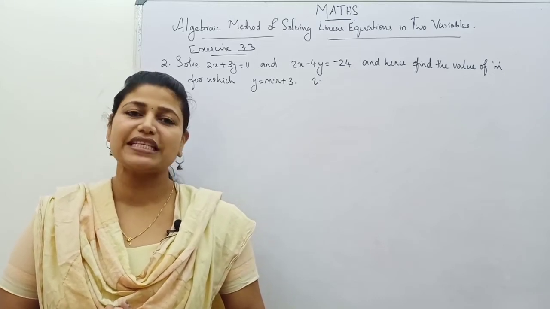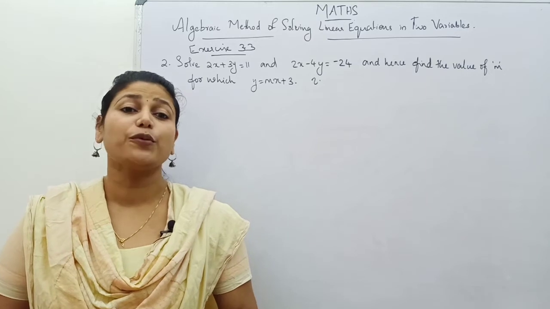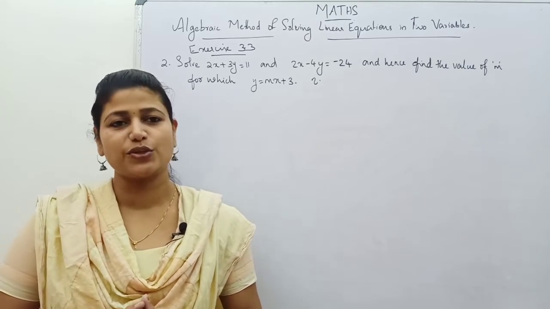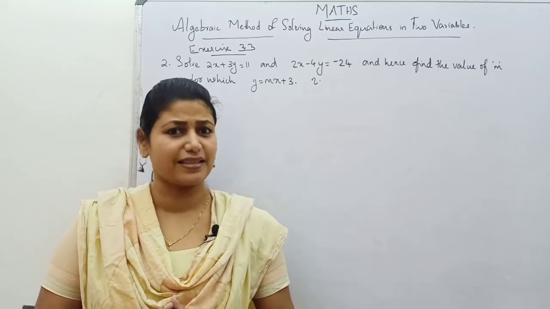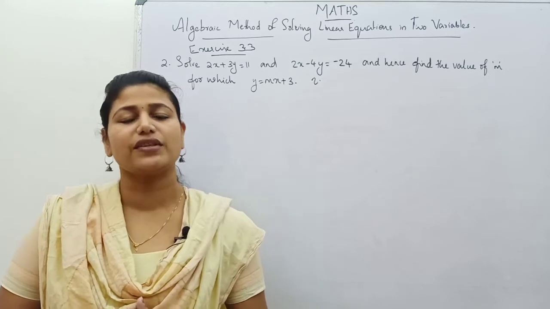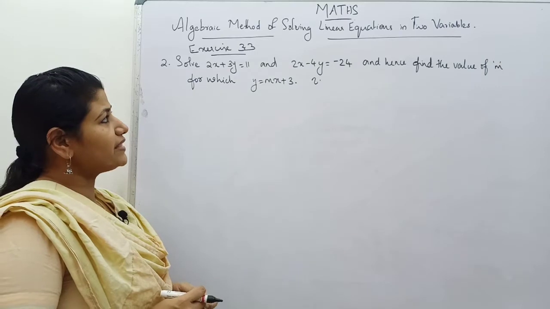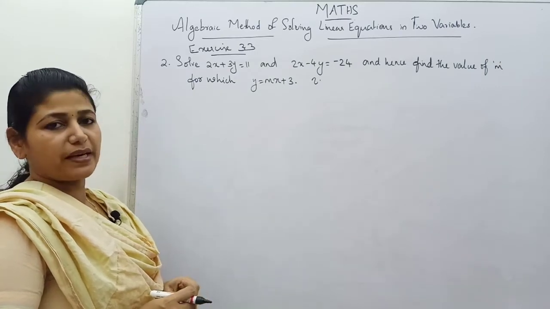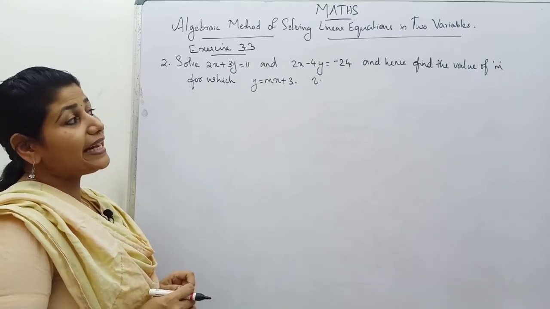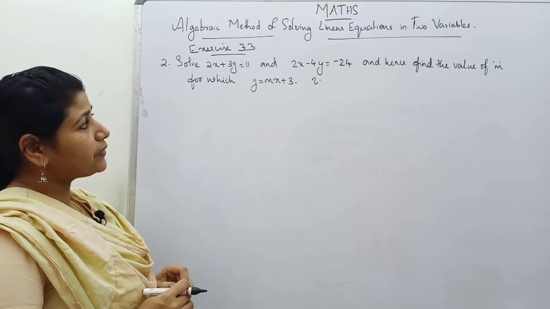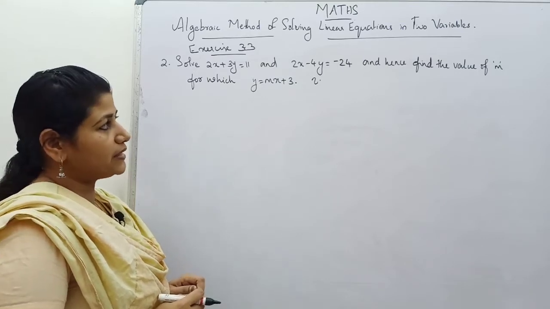In the last class we were discussing exercise 3.3, how to solve a pair of linear equations using the substitution method. It was very easy, isn't it? Today we are continuing with the same exercise. Here is your second question. Solve 2x plus 3y equal to 11 and 2x minus 4y equal to negative 24, and hence find the value of m for which y equal to mx plus 3.